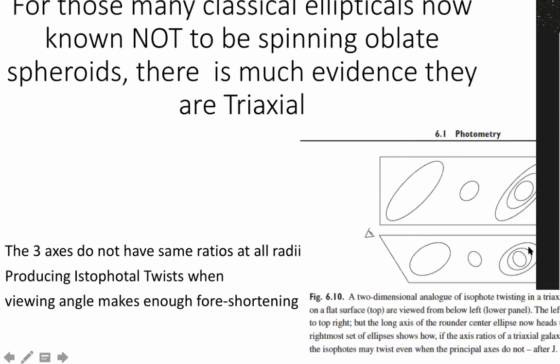And that can never happen with a prolate or an oblate spheroid. It requires a triaxial galaxy to explain a fairly well-known thing in elliptical galaxies, that they sometimes have these isophote twists. There's not just one position angle for all the ellipses with one constant b over a value. So that's one proof that galaxies are a bit more complicated. They're close to an oblate spheroid, but they're a bit more complicated.